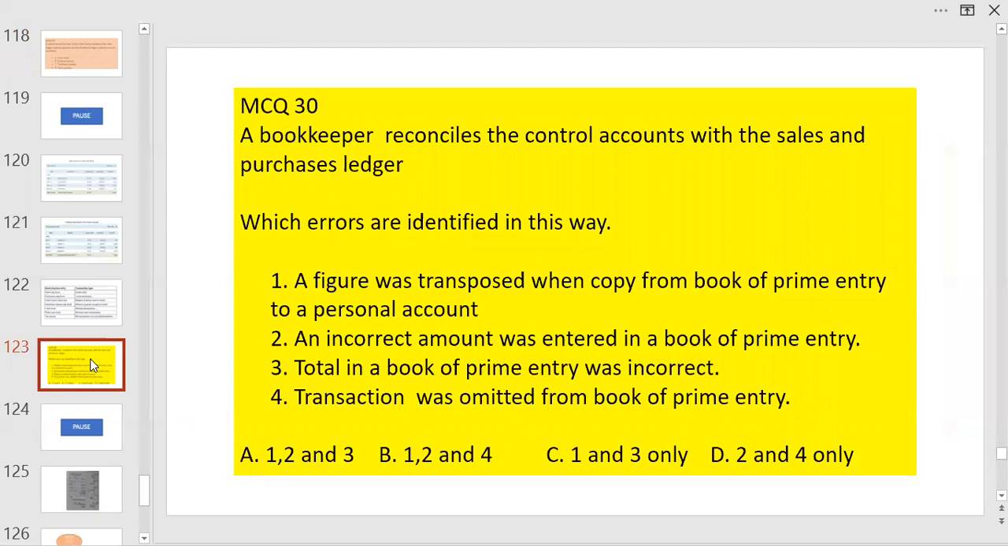The bookkeeper reconciles the control accounts with the sales and purchase ledger. Which errors are identified in doing so? By reconciling the accounts, what mistakes can be identified? 1. A figure was transposed when copied from the book of prime entry to a personal account. 2. An incorrect amount was entered in the book of prime entry. 3. Total in the book of prime entry was incorrect. 4. A transaction was omitted from the book of prime entry.